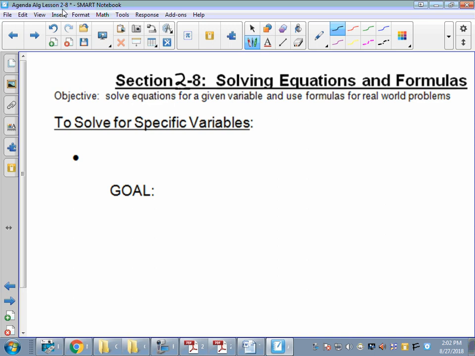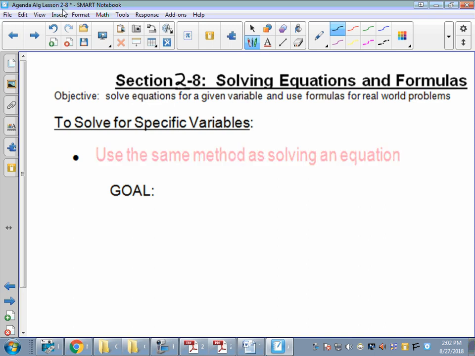That's our objective. But the only difference here is we're going to solve equations, but you're not going to get an answer of, say, x equals 8. You're going to get maybe x equals 2y plus 4 all over 9. You have a different looking answer because there's going to be more than one variable here. So you're solving for a specific variable.